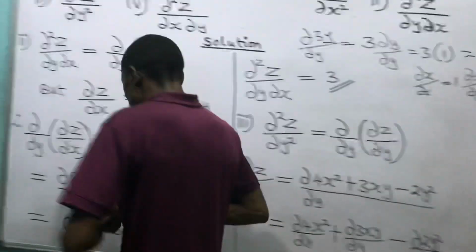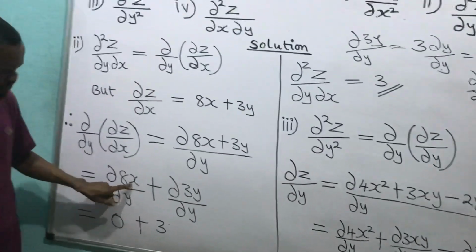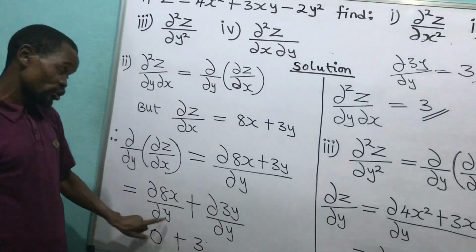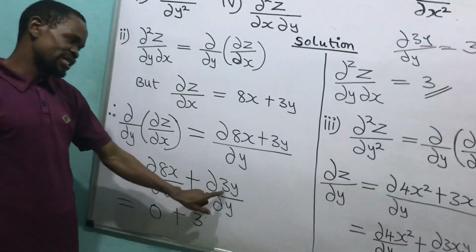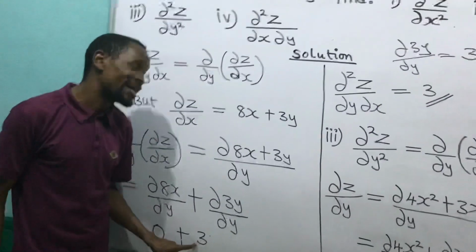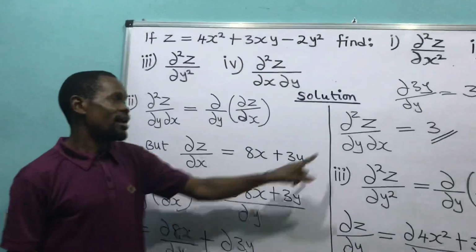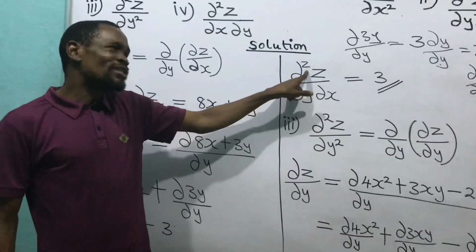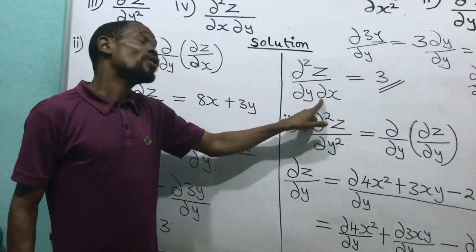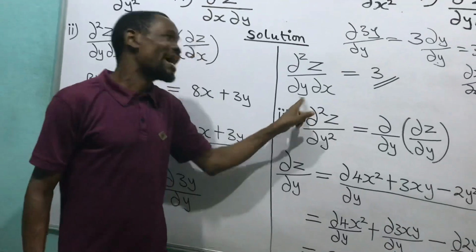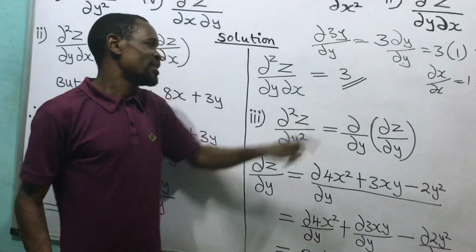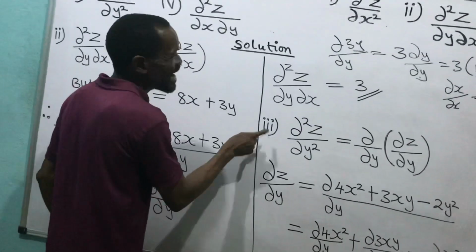Then when differentiating this, it will give me 0, because it does not contain y. Differentiating this now will give me 3y, ordinary 3. Therefore, my second derivative of z in respect to x, and as well in respect to y, the answer is what? 3. Then I go to question number what?